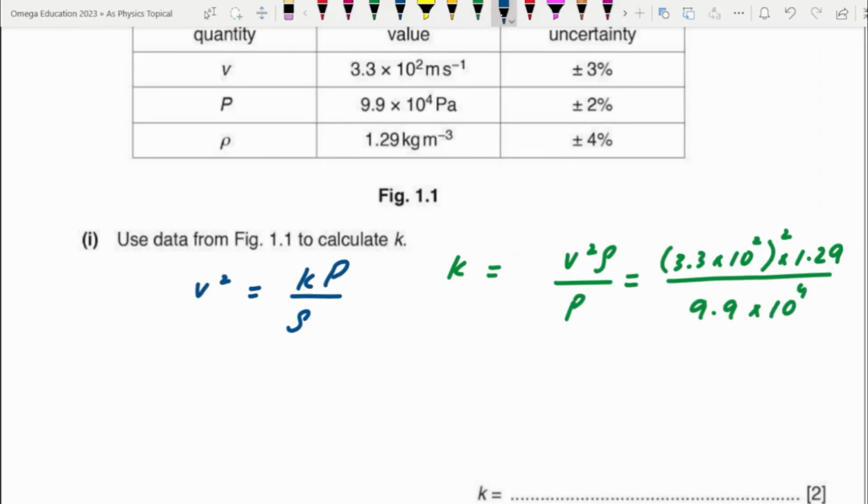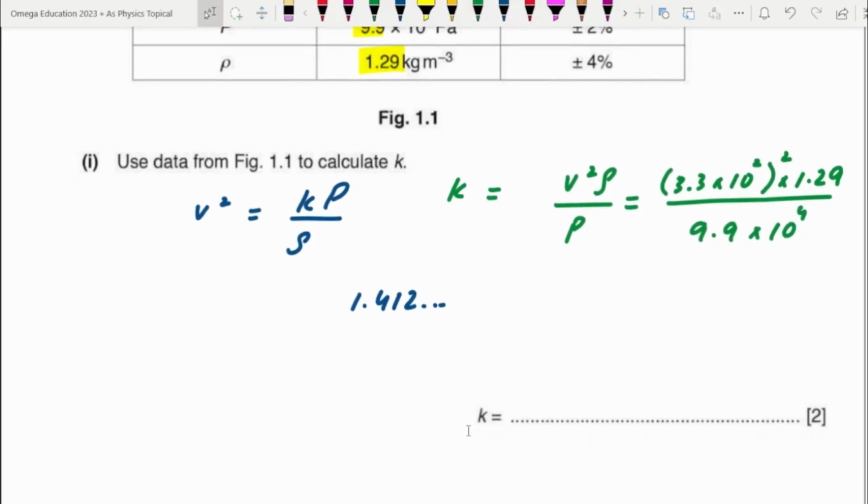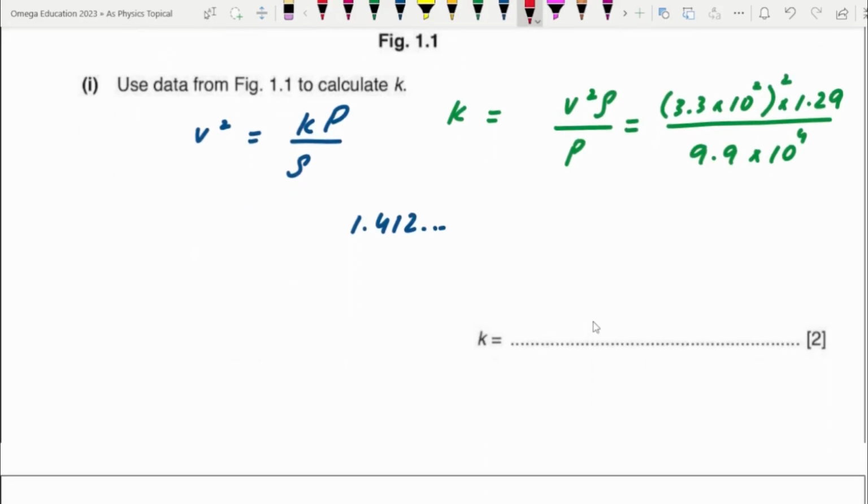So what do you do from here? Just write it as it is on the calculator and find the value of k. So the value of k would be 1.412, something like this. But you see, what are the least number of significant figures in the data? 2 here, 2 here, 3 here. So what is the least number of significant figures? 2. So your final answer has to be in the least number of significant figures of the raw data, which is 2. So in 2 SF, the value would be 1.4.